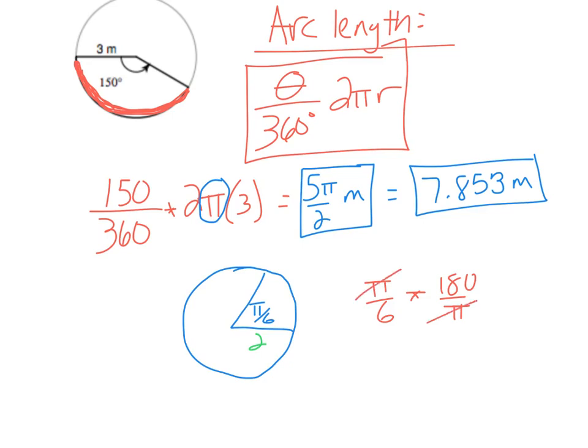But the pi's will cancel, and if I take 180 over 6, that becomes 30 degrees. But now that you have the degree measurement, then you're continuing with the formula, which is taking that over 360, 2 pi times the radius there, which is also 2, and then we'll get our answer in terms of pi or decimal answer there.